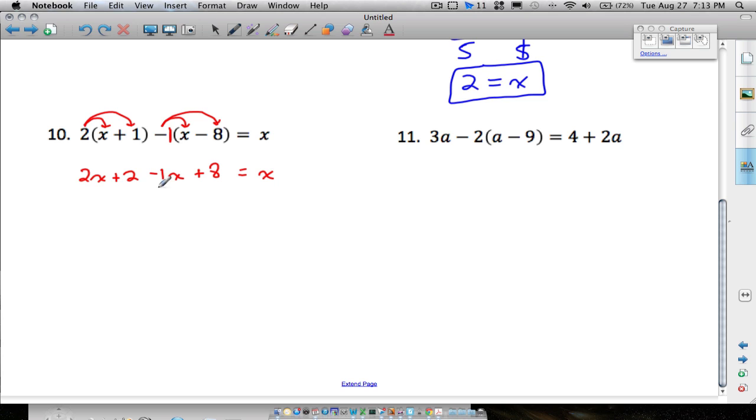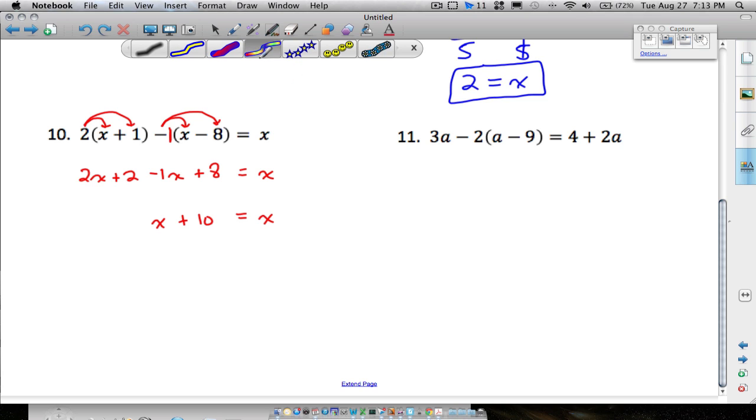All right, from here, let's combine like terms on the left-hand side. We got some simplifying to do. 2x minus x, or 2x minus 1x, is equal to 1x, or you could say just plain old x. And then 2 plus 8, that's going to be a positive 10 because 2 plus 8 is 10. And this is equal to, over here, we still have x.